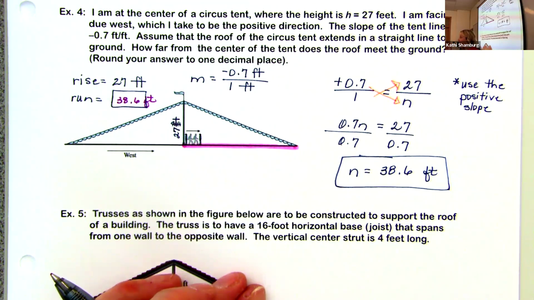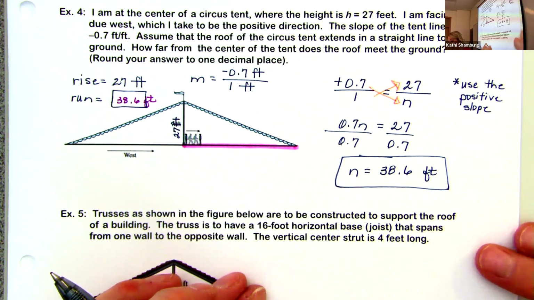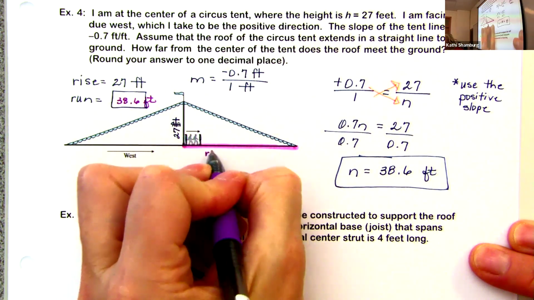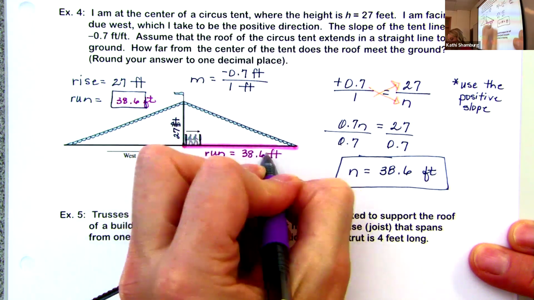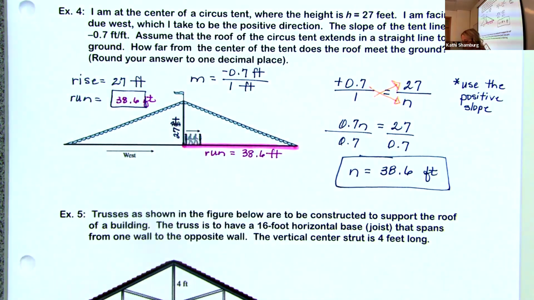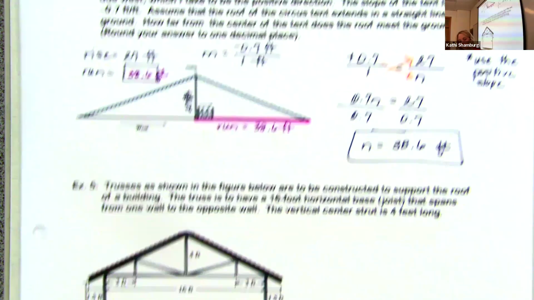I don't love that because it gets you in a bad habit of not paying attention to that, because on the test, you have to put that. So I'm going to go ahead and write, we found the run to be 38.6 feet. Okay.